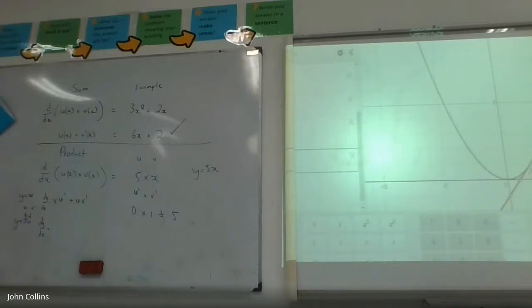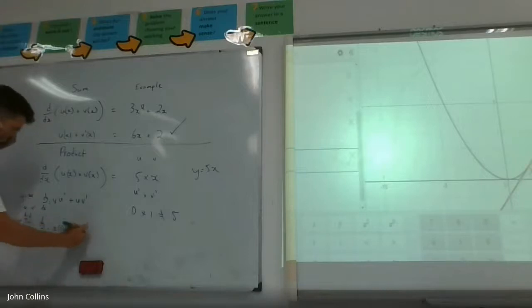Okay, so let's do some examples. v is going to be x, isn't it, Justin? What's u dash? Yeah, so u is 5, u dash is 0. Plus u, which is 5, times v dash. So what's the derivative of x, Justin? 1. 0 times x is 0. 5 times 1 is 5. The derivative is 5.